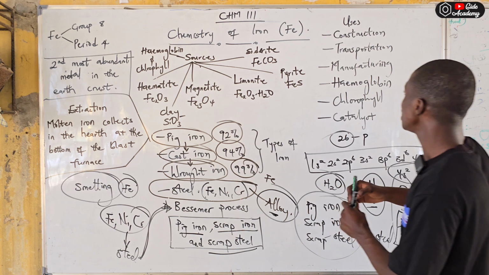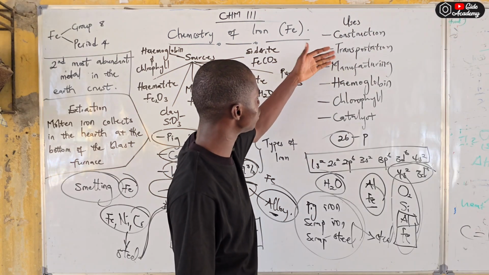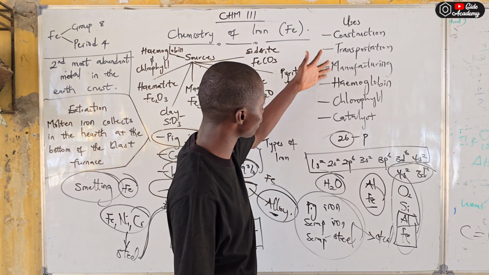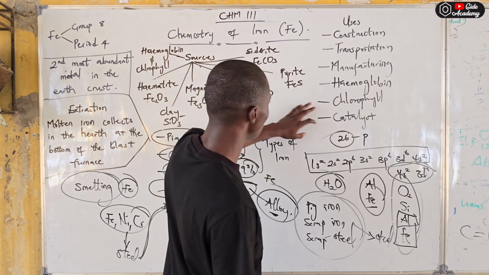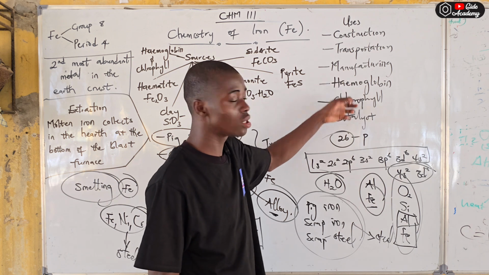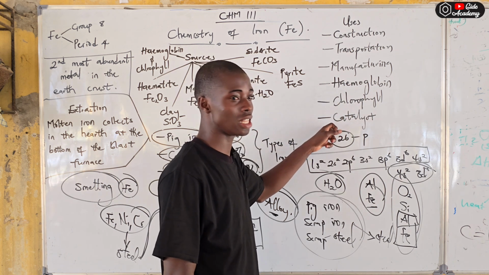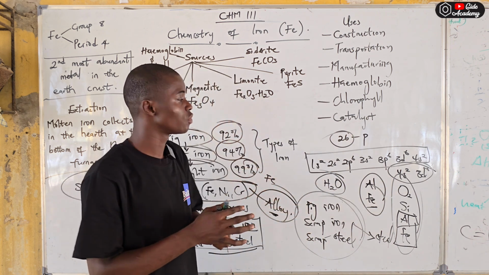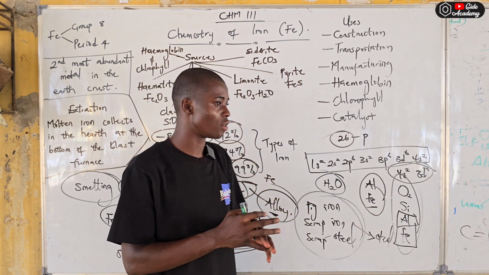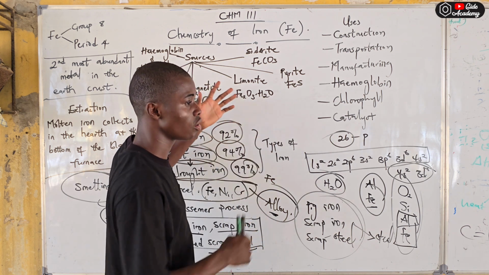So let's go through the uses. Iron is used in construction, in transportation, in manufacturing, in hemoglobin in blood and chlorophyll in plants, like I explained here. Then iron is used as a catalyst. Iron actually has the ability to speed up the rate of chemical reaction and also to slow it down. So this is the general overview of the chemistry of iron.